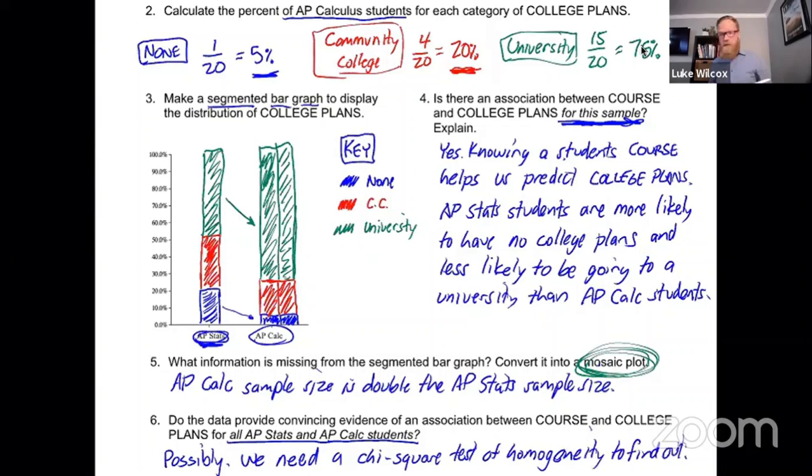Now, quick note here, for the 2020 AP exam this year, you are not required to know the chi-squared test. That was one of the topics that was taken off the AP exam for 2020 only.